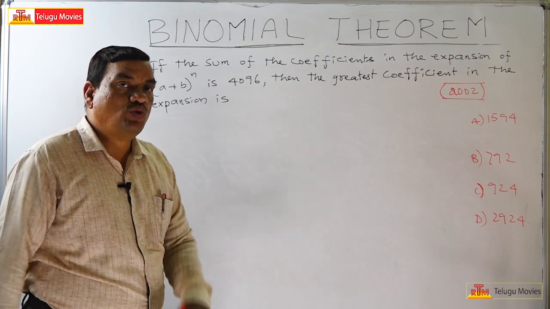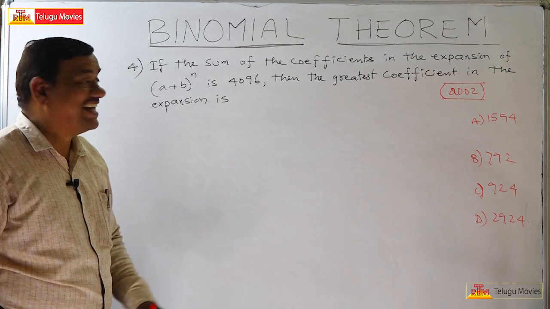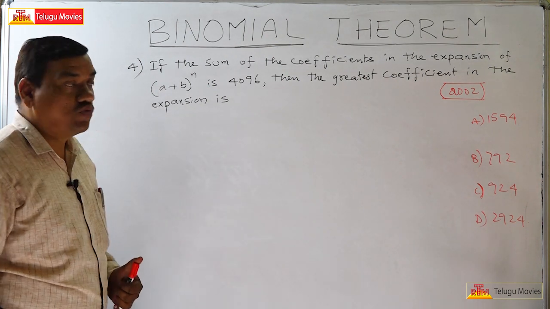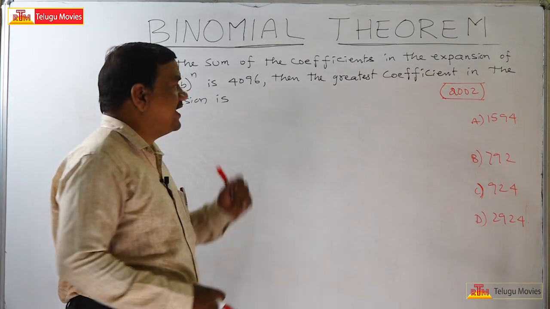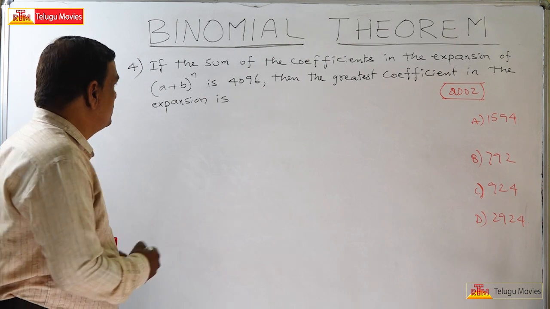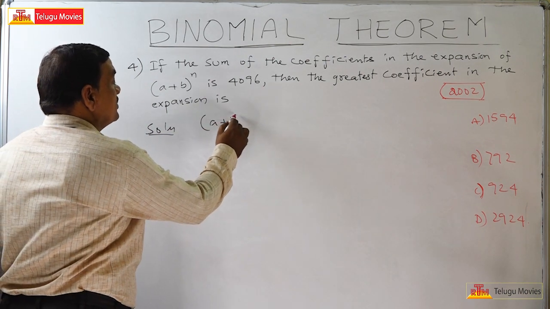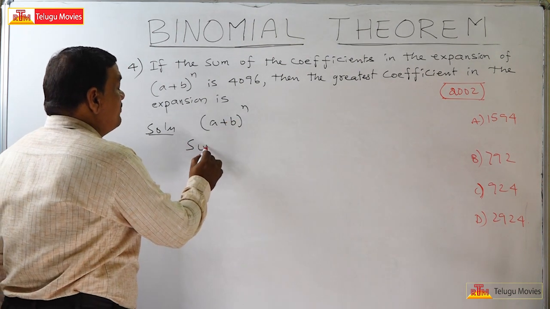Hi students, welcome to this problem. If the sum of the coefficients in the expansion of (a plus b) whole to the power of n is 4096, then the greatest coefficient in the expansion is... a very easy problem. Let us see this. What is the binomial given? (a plus b) whole power n. What is the sum of the coefficients?